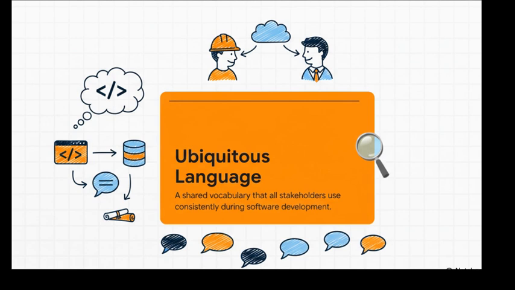It's a living, shared language that developers and business experts build together. This is the real game changer. It's no longer us and them. It's a partnership where everyone uses the exact same words, whether they're in a planning meeting, writing documentation, or, and this is key, naming a class in the code.